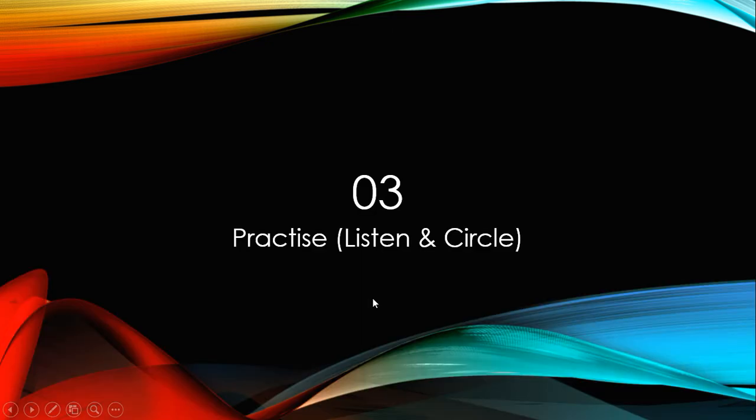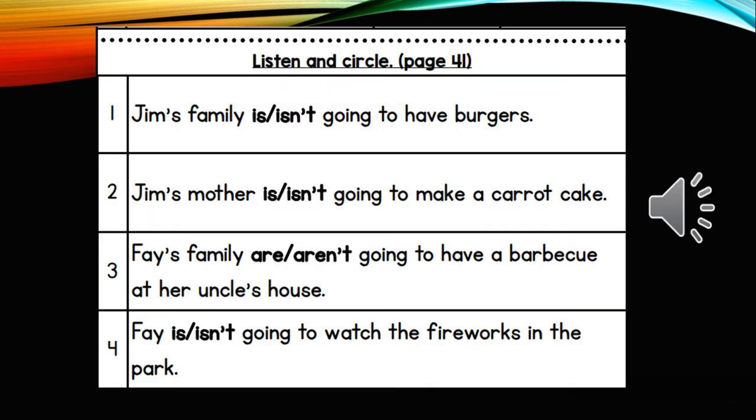Activity 3. Practice, listen and circle. For this activity, you are going to listen to a conversation between Jim and Faye. Before we listen, let's go through the sentences one by one.